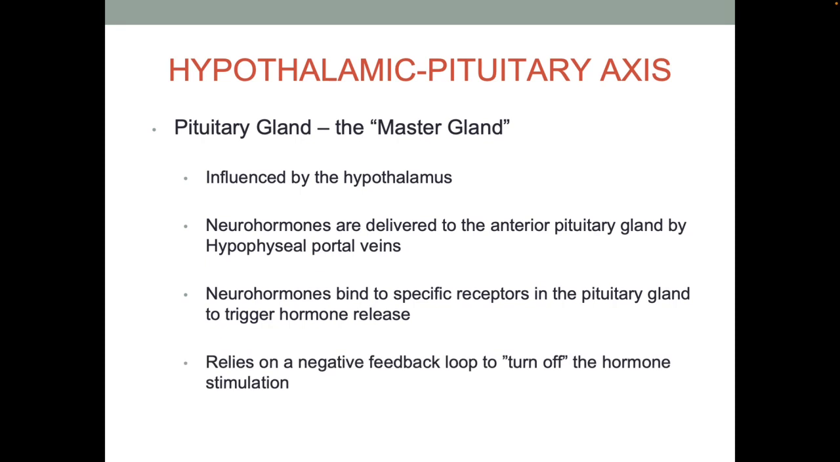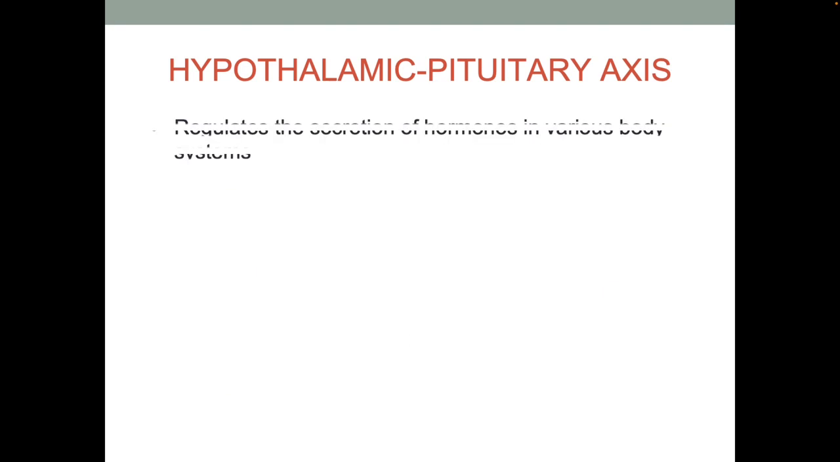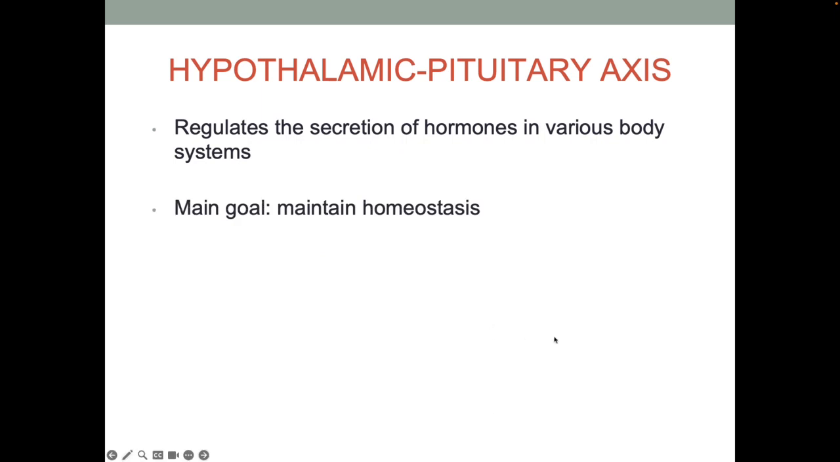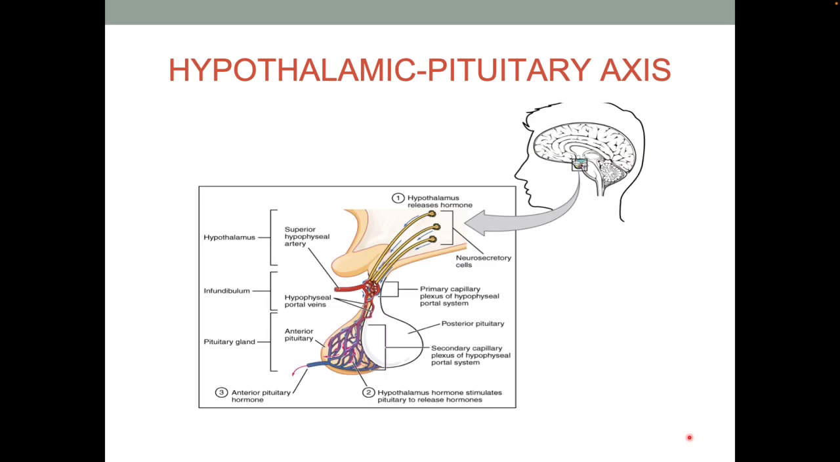And all of this is relying on that negative feedback loop to then turn off the hormone stimulation when there's enough or if there's too much. And so the HPA, the hypothalamic pituitary axis, is going to regulate the secretion of hormones in various body systems. And the main goal here is going to be to maintain homeostasis. And we're going to see how this is impacted in the next few slides.